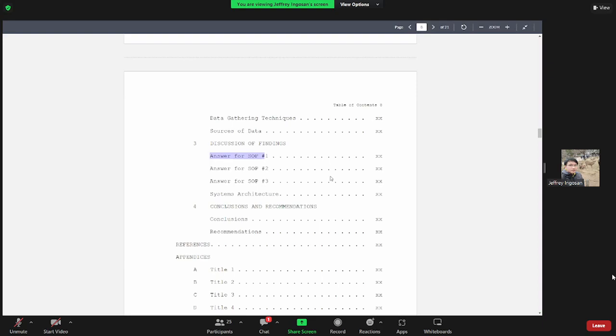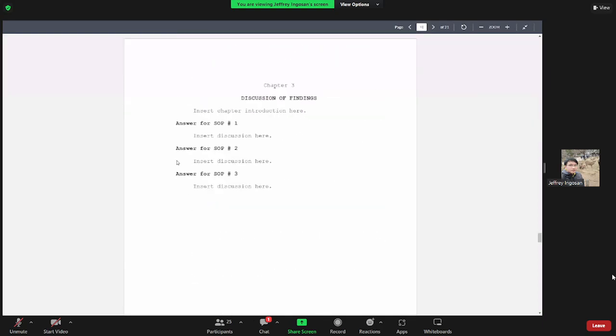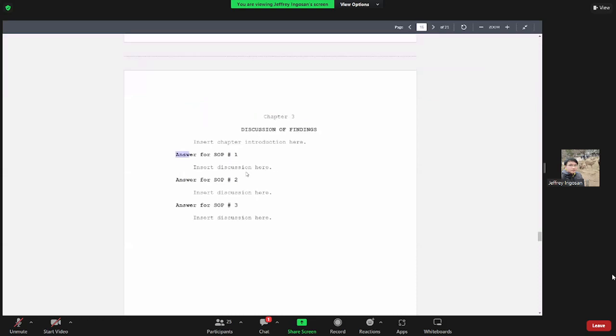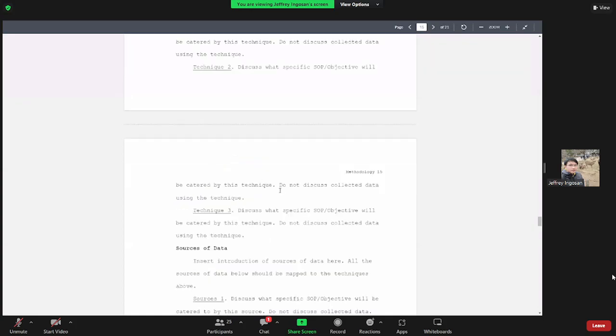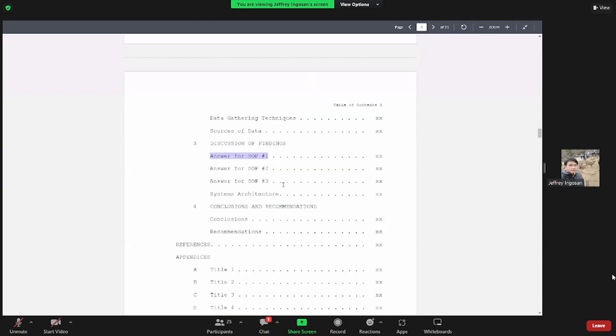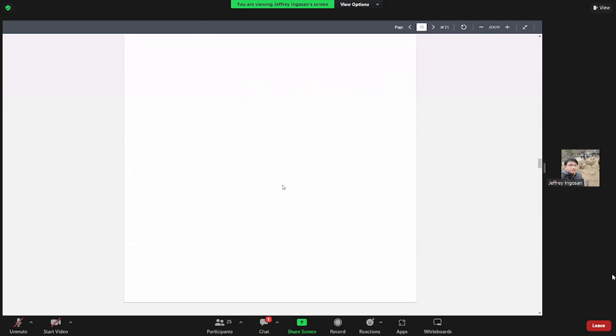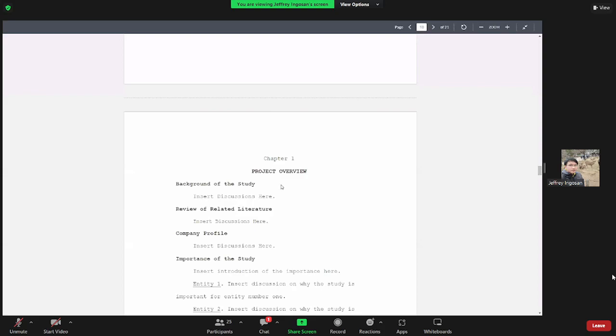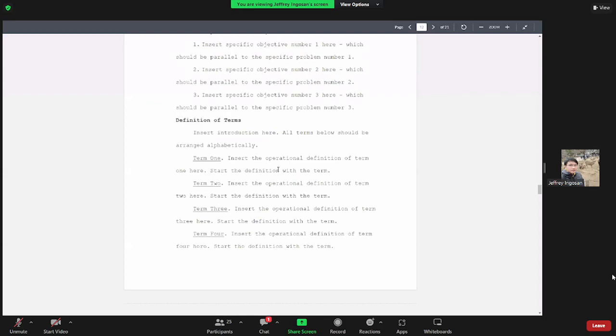In chapter 3, you will write here the title. What's your title for the discussion of your findings? Well, it just so happened that the title that I placed here, the working title, is answer for SOP number 1. That's the reason why in the table of contents, it's also answer for SOP number 1. So whatever title you will use here would be what you will be writing in the table of contents. But of course, you change this. Do not say answer for SOP1, answer for SOP2, answer for SOP3.